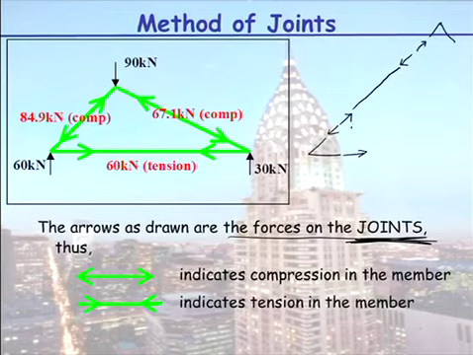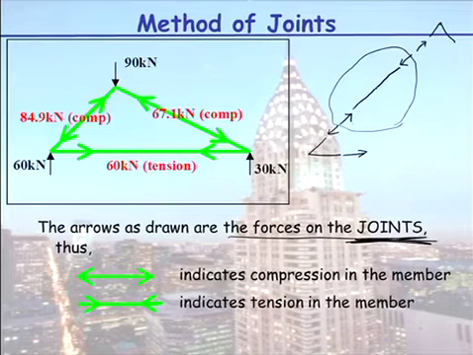And can you see here? Now, this arrow indicates the member is in compression. So just remember, the arrows are indicating the forces on the joints, not the forces in the members. Or just remember, when you see the arrows, they're opposite to what you think they are, if you consider it to be the forces in the members.